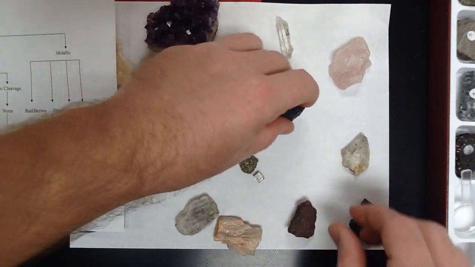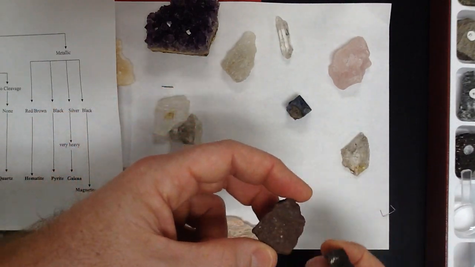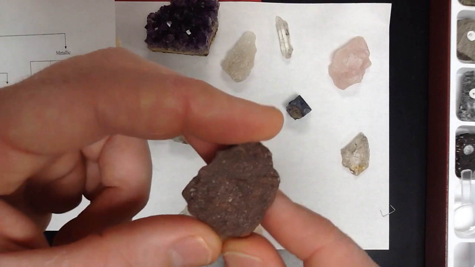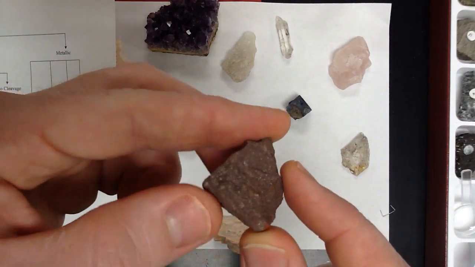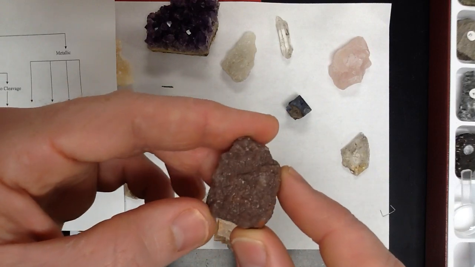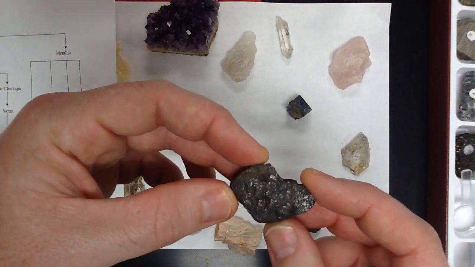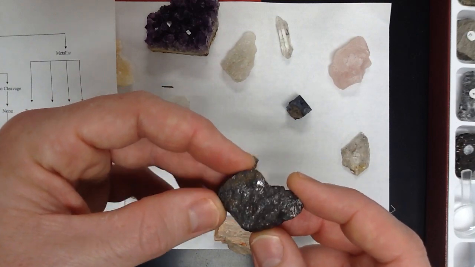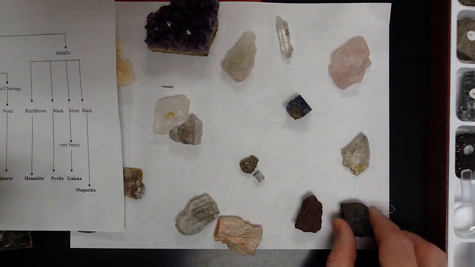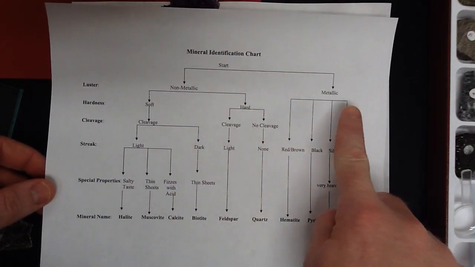One of the bad parts about metals is they can also have dull appearances. This is hematite, and so not much shine going on right there, just a reddish brown color. And then magnetite, which is a dull black. This one does have a little bit of a shine to it, but not a whole lot. So that's your first thing: is it non-metallic or is it metallic?